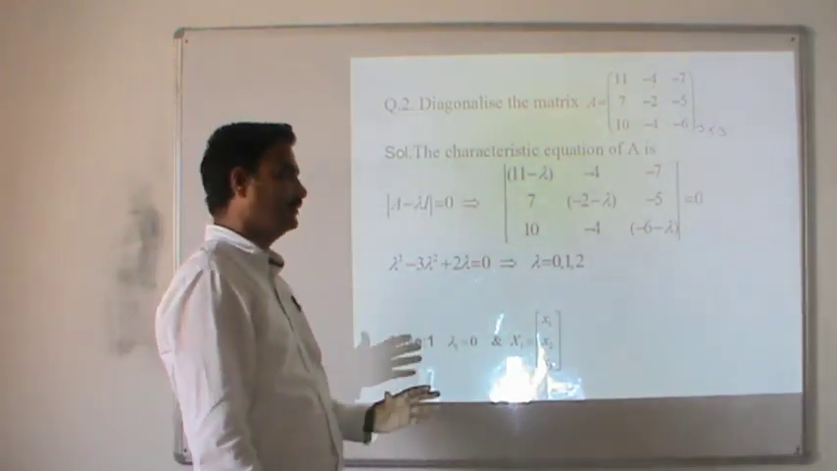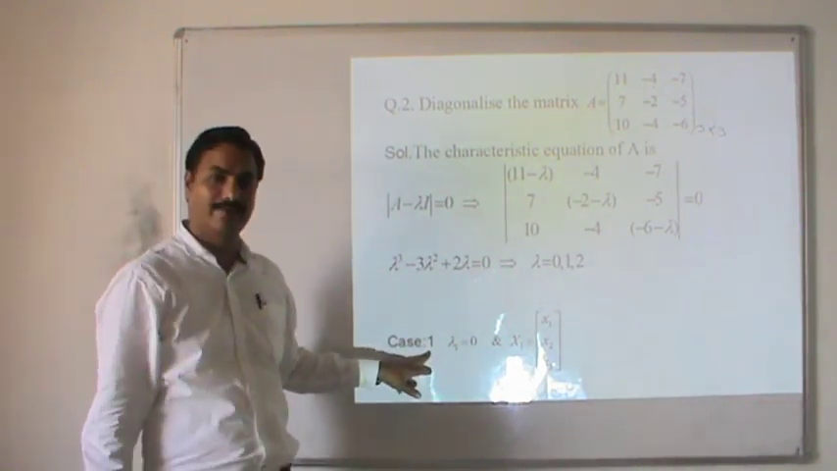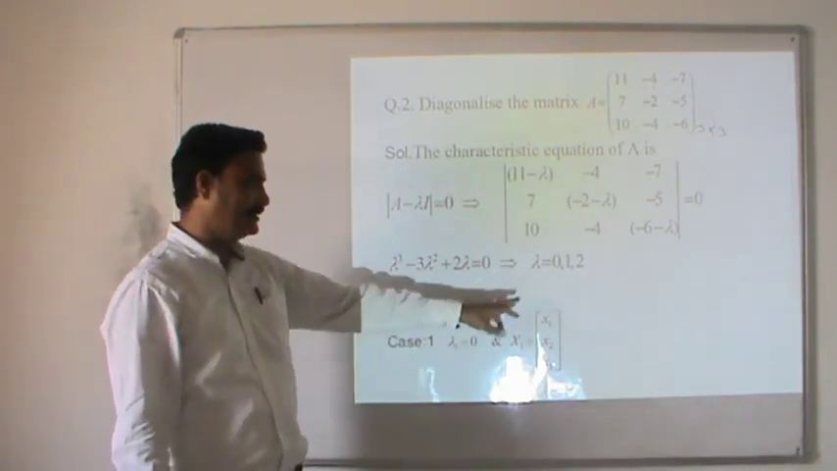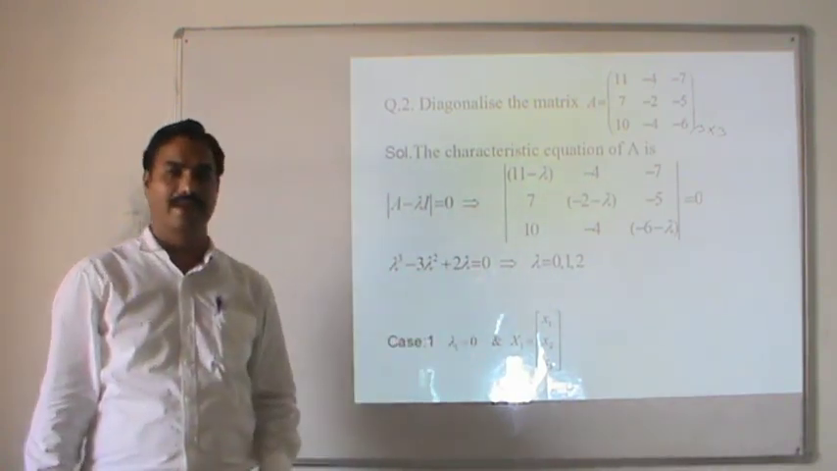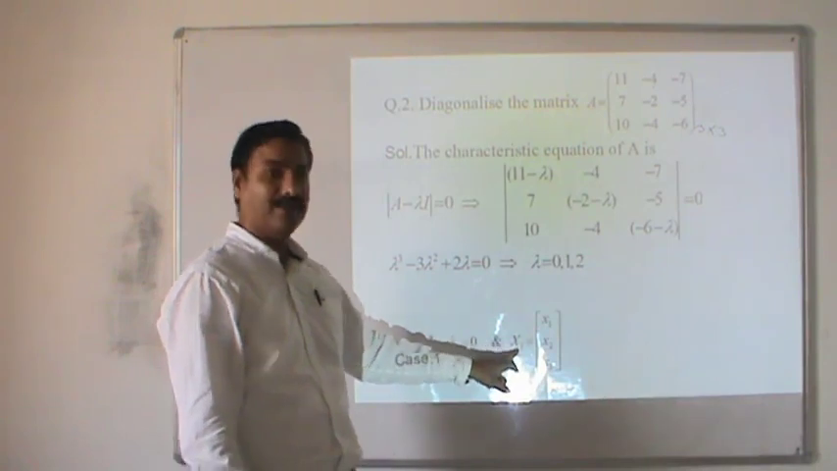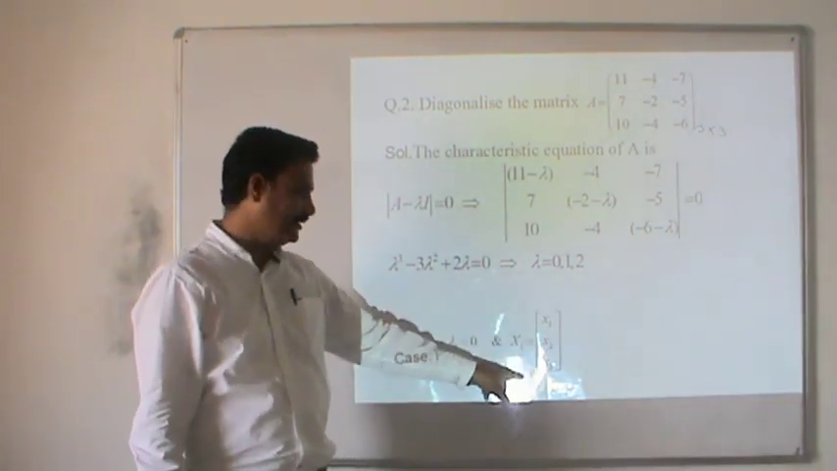Now we discuss three cases because we have three eigenvalues. So let us consider case 1 where the eigenvalue lambda 1 is 0. And corresponding to this eigenvalue lambda 1 equal to 0, we consider our eigenvector capital X1, which is x1, x2 and x3, which has to be determined.